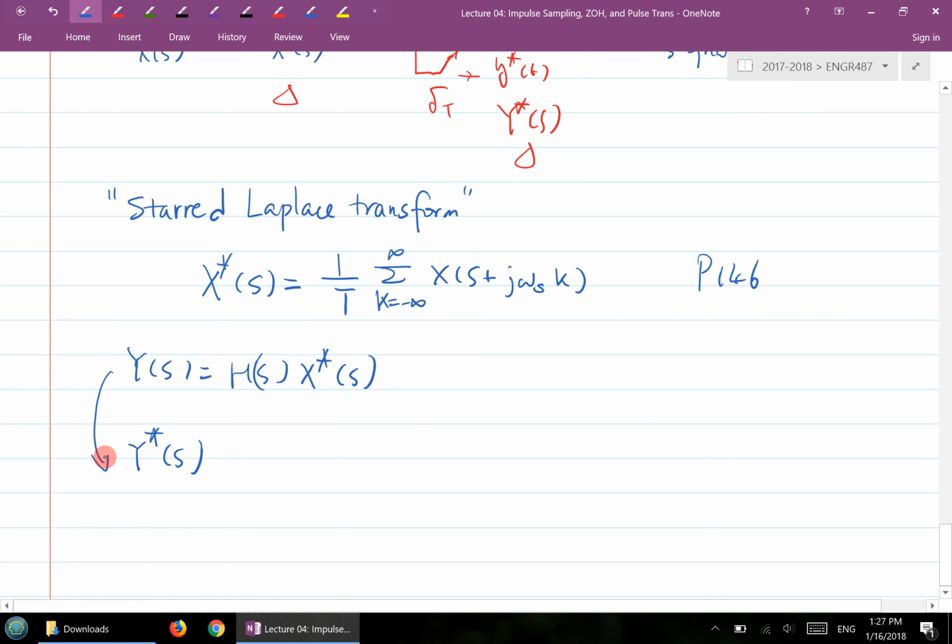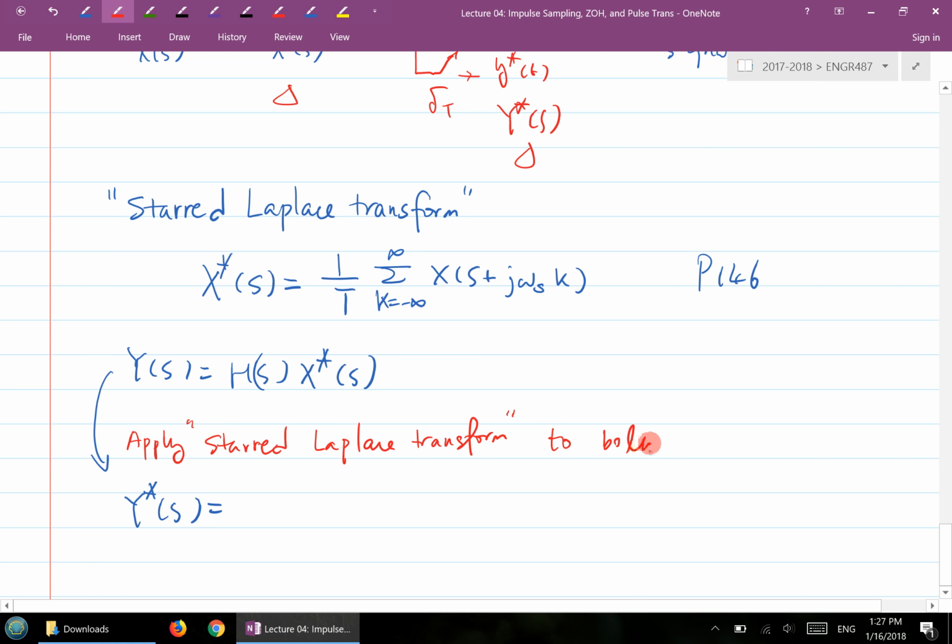Let me move this down a little bit here, okay? You basically can call this the so-called star Laplace transform. Let's apply this operation to both sides. It's like applying a derivative to both sides, or applying an integral to both sides.